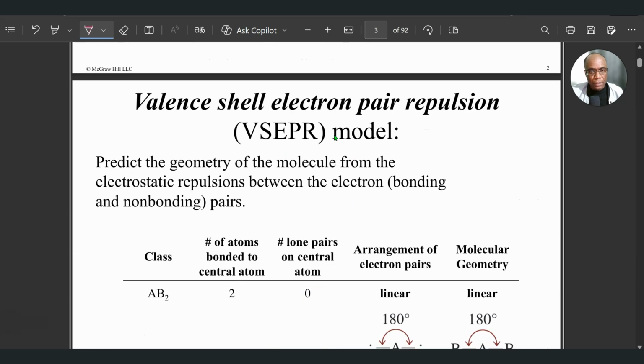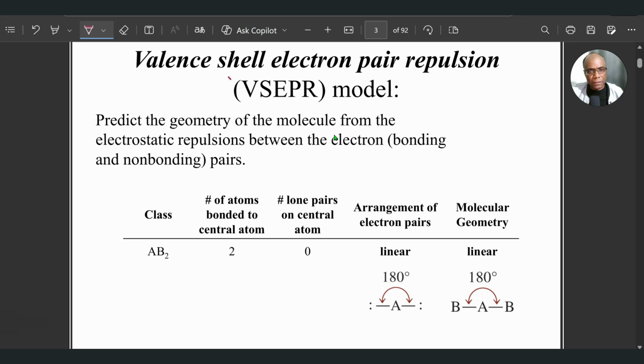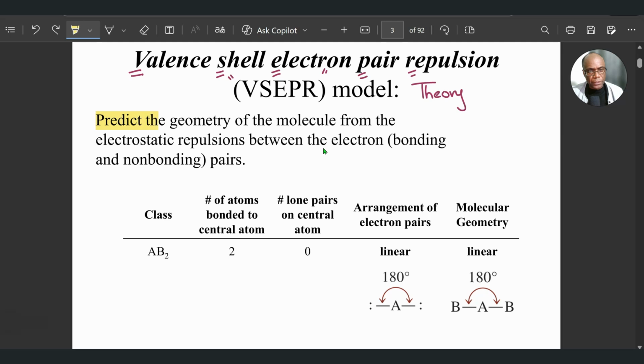and many more. So the first theory we're going to talk about is the VSEPR theory, which is valence, V, shell, S, electron, E, pair, P, repulsion, R. And this is a theory that was brought forth to explain shapes after Lewis discovered how molecules can be drawn in Lewis structures. Using the VSEPR model, we'll be able to predict the geometry of the molecule from electrostatic repulsions between electrons, which of course will be the lone pairs or bonding electrons.